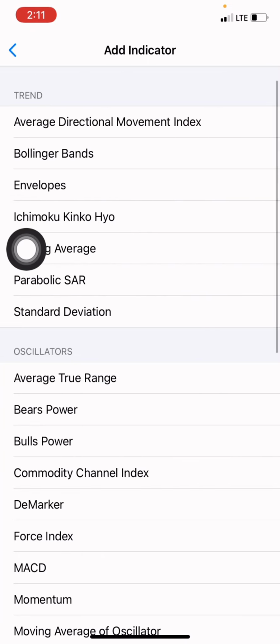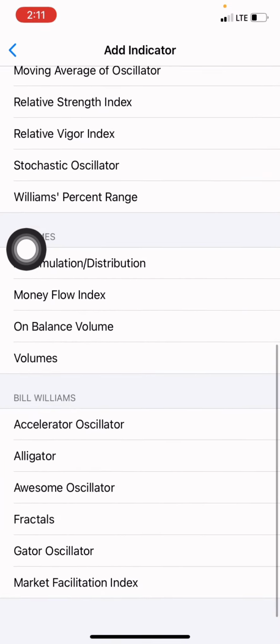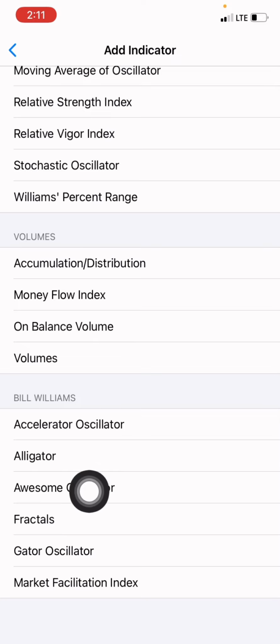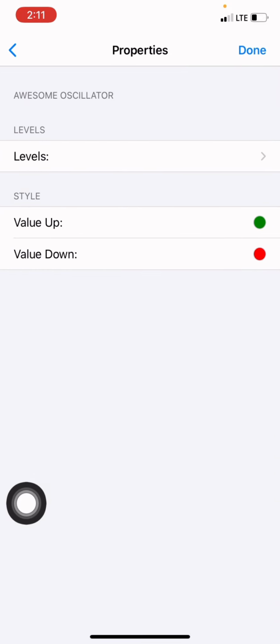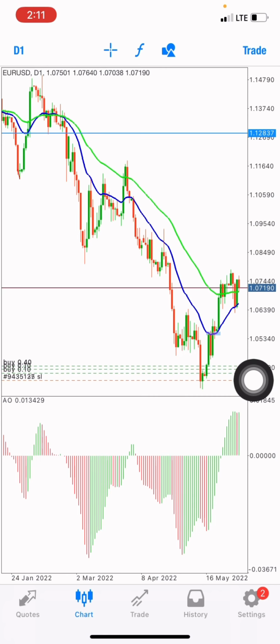So we want to look for the oscillator. This is the oscillator right here, down here. I'm going to add this, and I'm going to leave these on the default settings. So this is my awesome oscillator. See what we have here, this is the awesome oscillator.